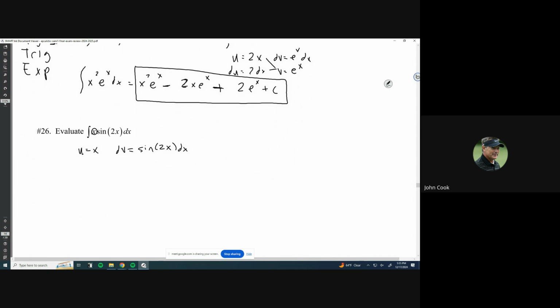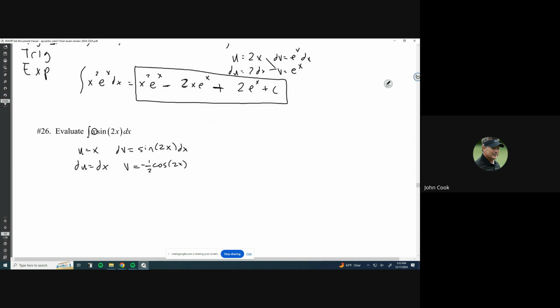So then we take our derivative of u. It's going to be just 1 dx. We take the antiderivative of dv. Antiderivative of sine is negative cosine. And this is going to be an easy u sub to take this antiderivative. You just have to divide by 2, or multiply by a half out front, to take care of that 2x.